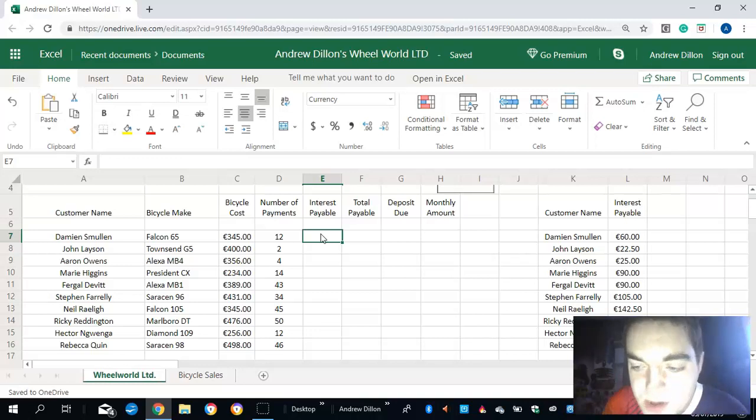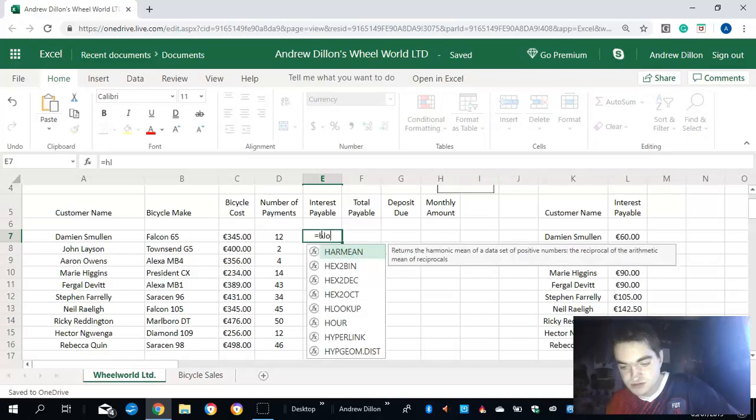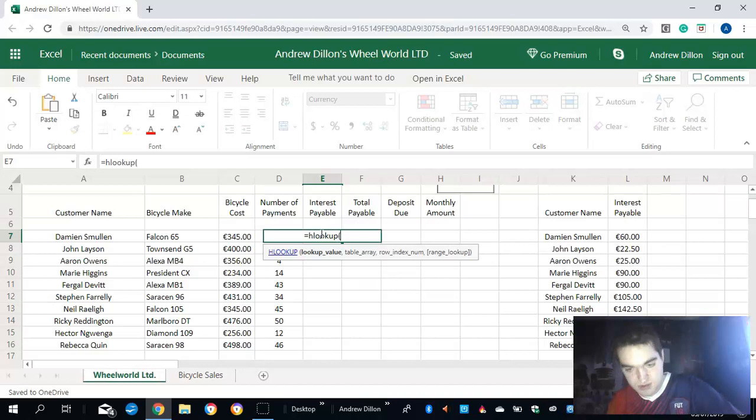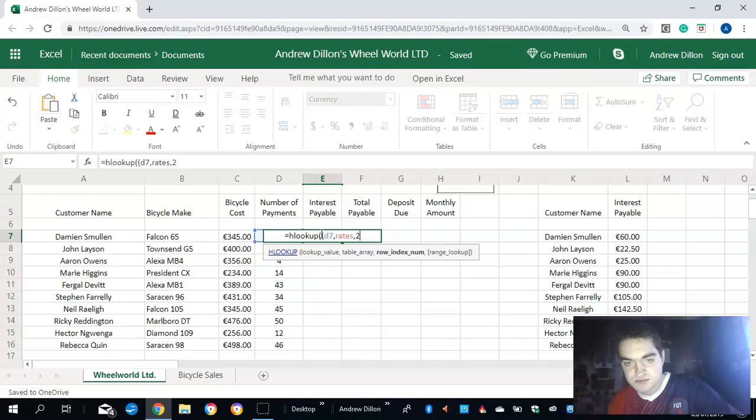Right, we're going to do interest payable, and that's going to be the four sum table. So let's do now. H equals HLOOKUP, so D7, bracket rates, bracket 2, and multiply that by C7.